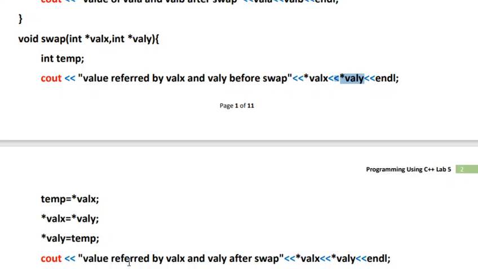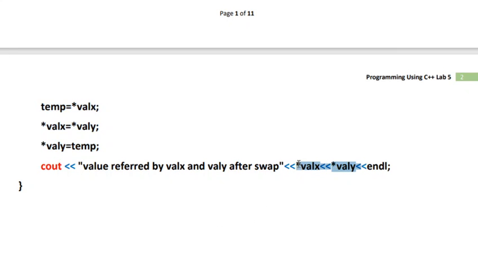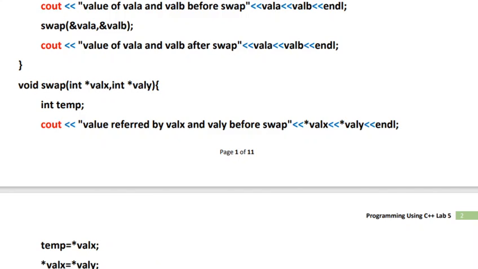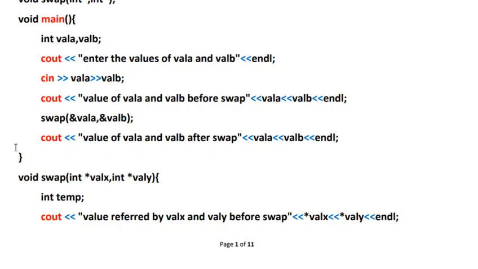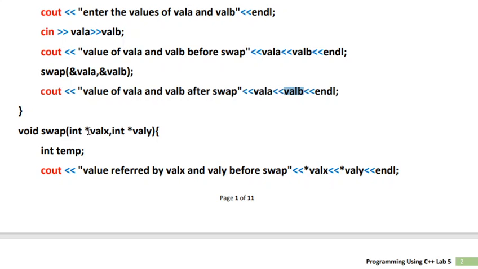Now I'm swapping the content of the memory locations pointed to by val_x and val_y. That implicitly means you are swapping the content of val_a and val_b, right? Now I'm printing the values referred to by val_x and val_y, so it will print 6 and 5. Once the function execution is over, we come back to the calling function, and it will print the values of value and val_b. Here it will print 6 and 5, because the content of a and b has been changed as a change to val_x and val_y.